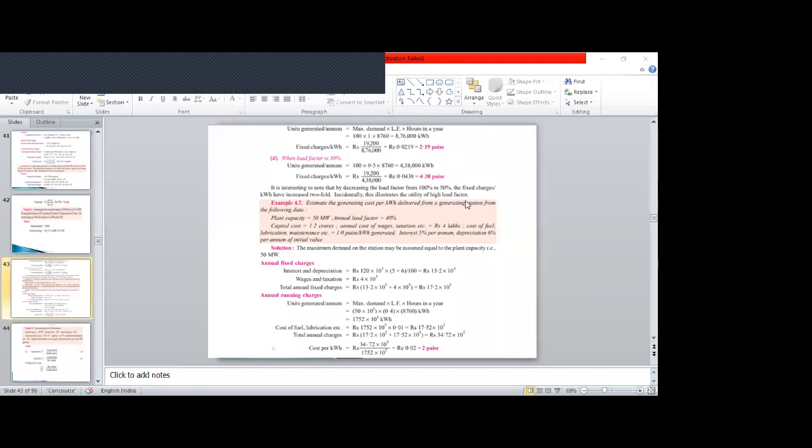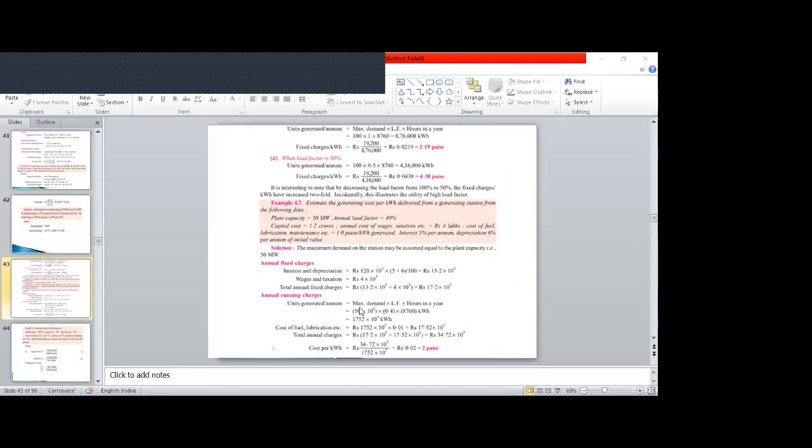Okay, so you are asked to calculate the generating cost per unit delivered. Again, kilowatt hour means nothing but unit. So you will solve a similar problem to the one you solved earlier today. Same way you can solve this. Solution is also given here. I want you to try to solve this by yourself. This is based on the concept of what we have discussed today in the earlier problems also.